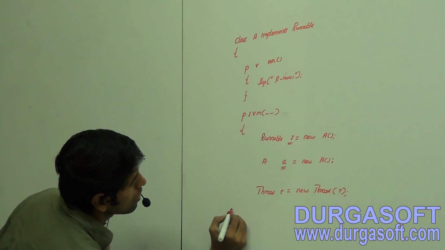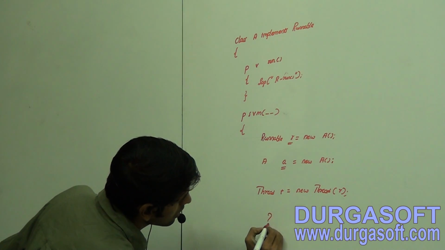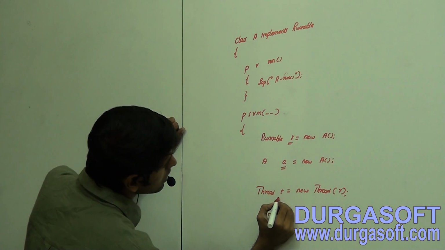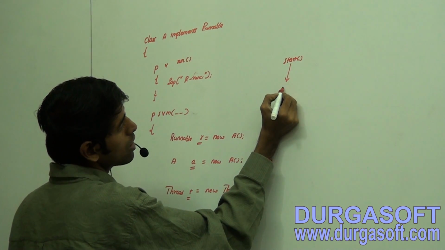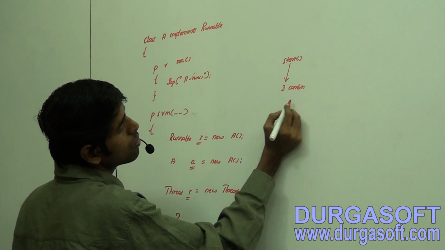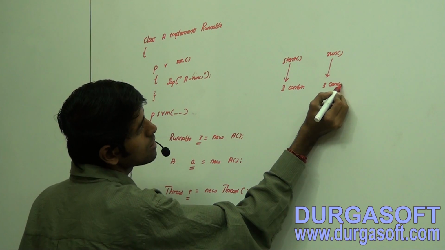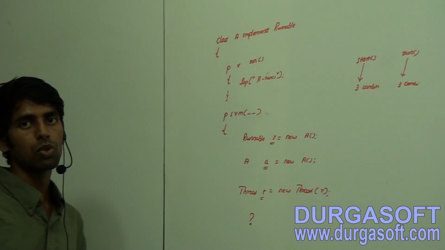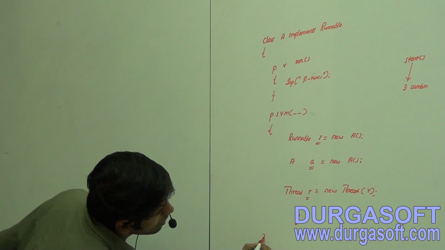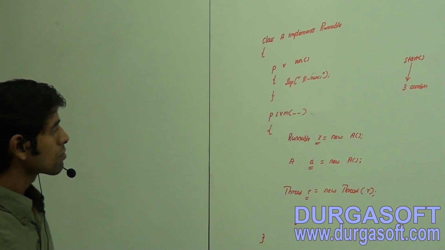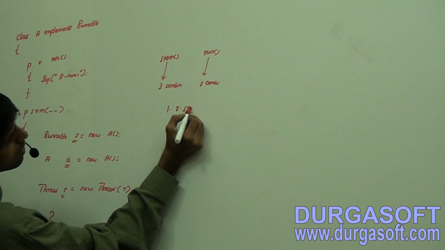Now here we are going to call, on all these three references, the start method first. So we will be getting three combinations. And on all three references we will be calling the run method, and we will be getting another three combinations, altogether 6 possibilities. So let us discuss those 6 possibilities here. Now first let us talk about this. First one is r dot.